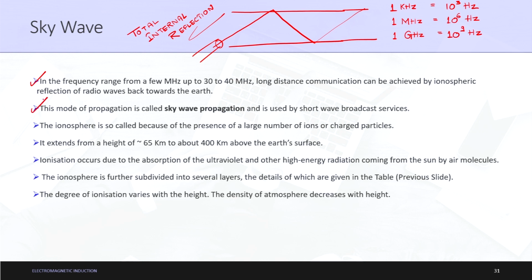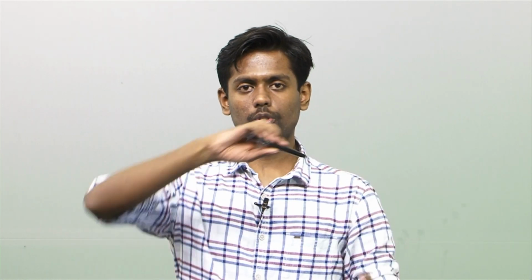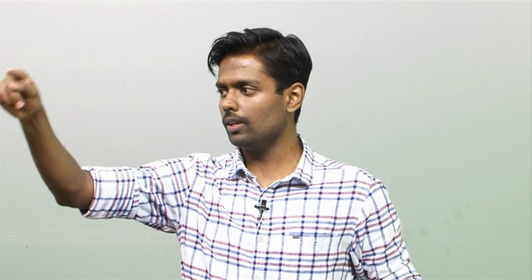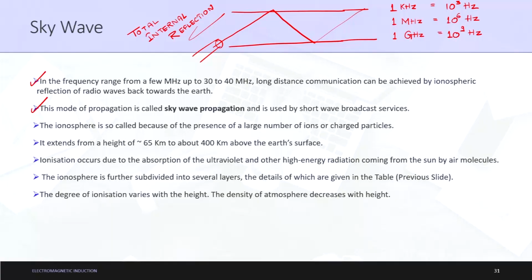The mode of propagation of the ground wave was known as surface wave propagation because the surface was being used for propagation. This time the sky is used, so it is sky wave propagation. If the waves are sinusoidal, it is going like this. Let us say this is the point where it is reflected and then it goes down like this. This mode of propagation is called sky wave propagation and is used by short wave broadcast services. So, local TV channels and local news channels use short wave broadcast services, and hence they use sky wave propagation.